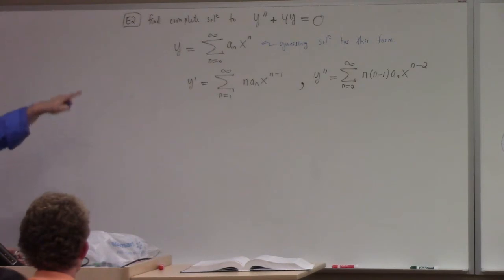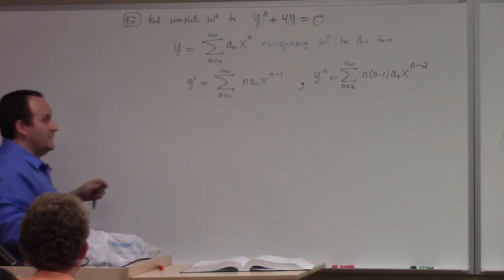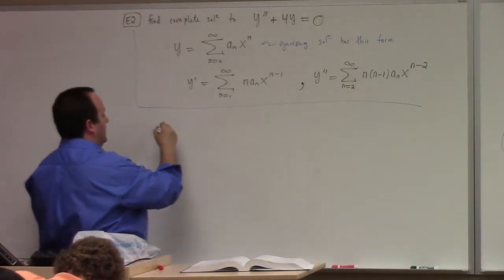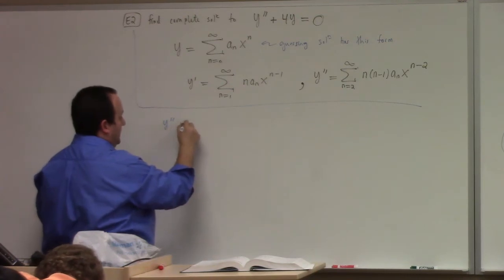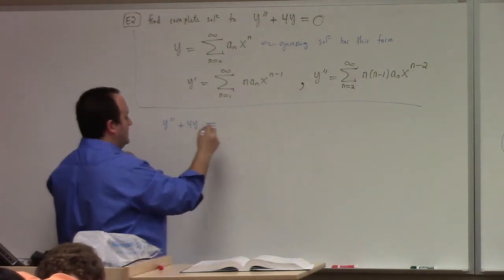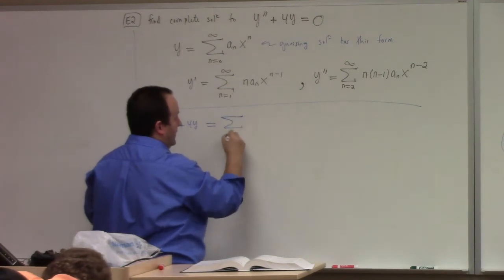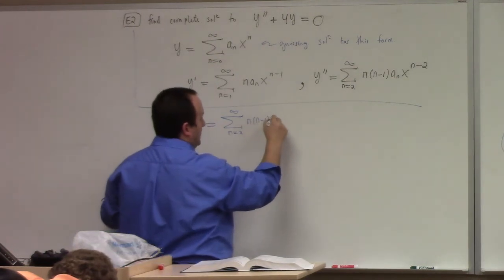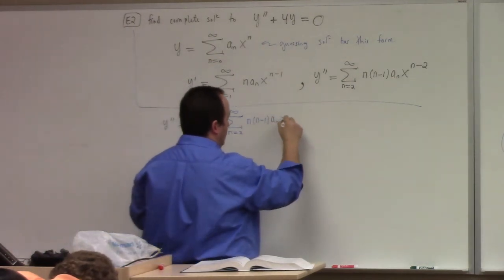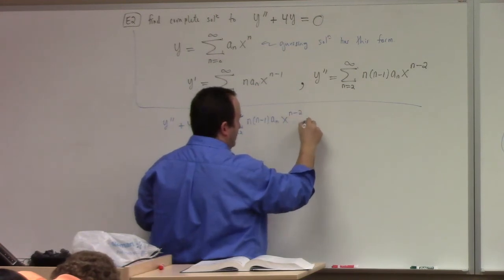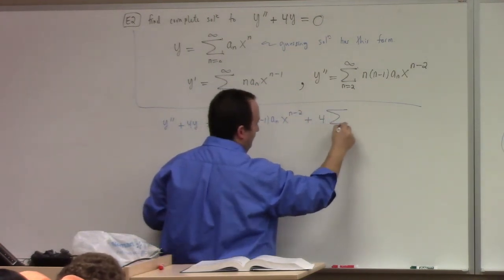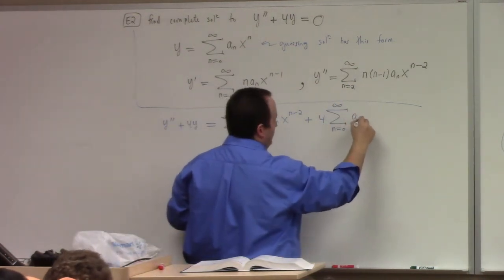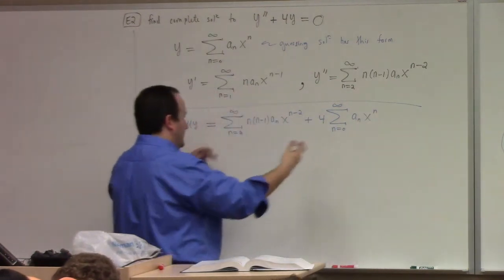We have to plug that in to the differential equation. So plug it in. y'' + 4y is equal to 0, but it's also equal to the sum n equals 2 to infinity of n times n minus 1 times a sub n, x to the n minus 2, plus 4 times the sum. And what are we going to have to do? You kind of see where we're going here. What are we going to have to do in order to add these series?